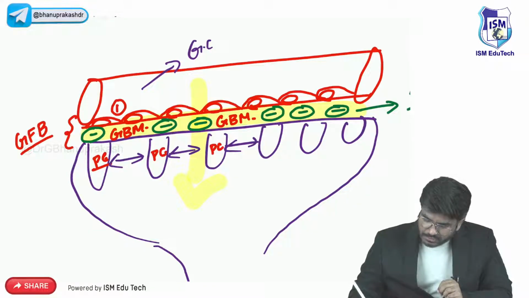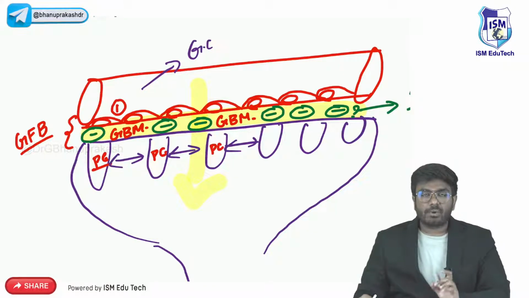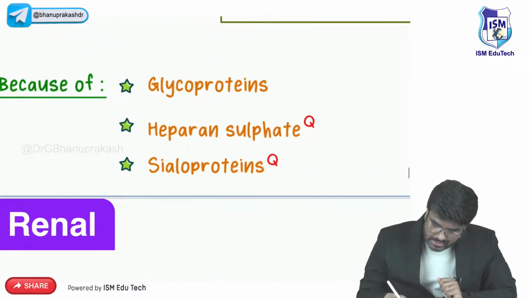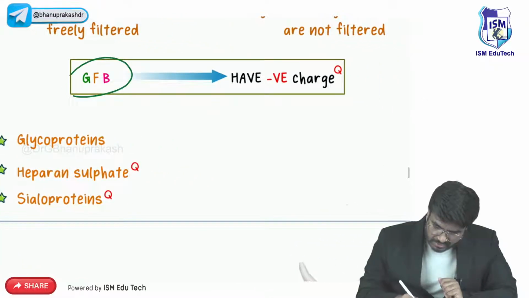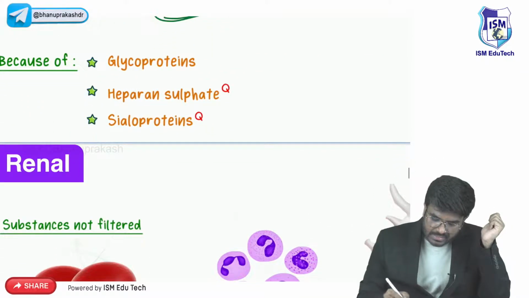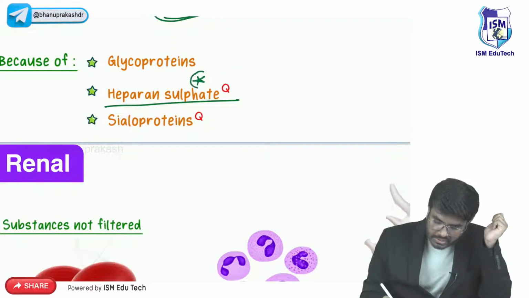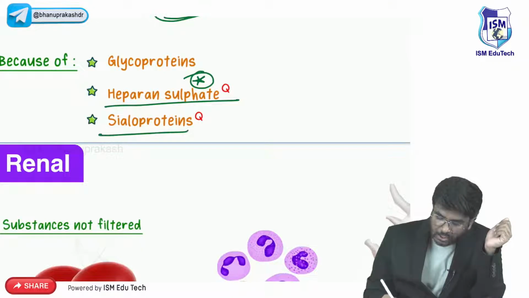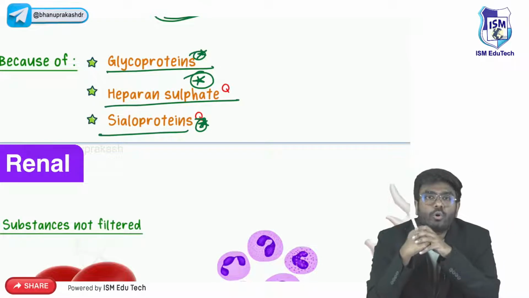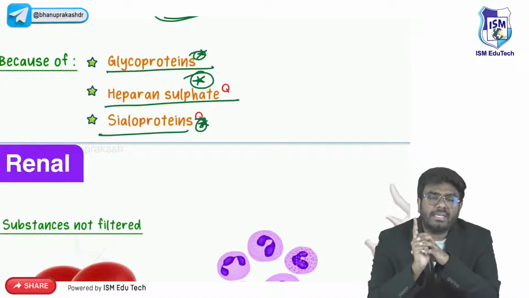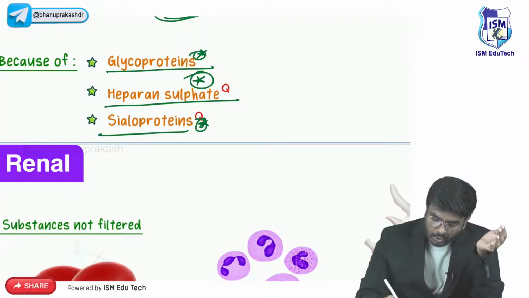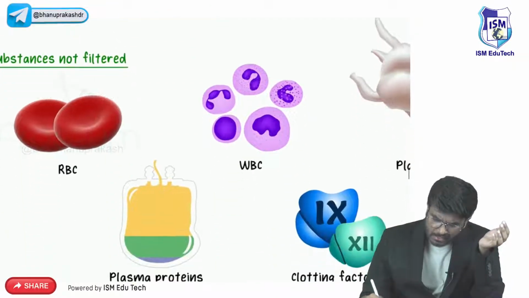And in your exam, they will ask you, why is there this negative charge? This negative charge of the glomerular basement membrane, the GFB, glomerular filtration barrier, is because of, very, very important MCQ, heparan sulfate, sialoproteins, and also glycoproteins. So the negative charge of the glomerular basement membrane is because of heparan sulfate, sialoproteins, and glycoproteins. This is the point which I want you to know.